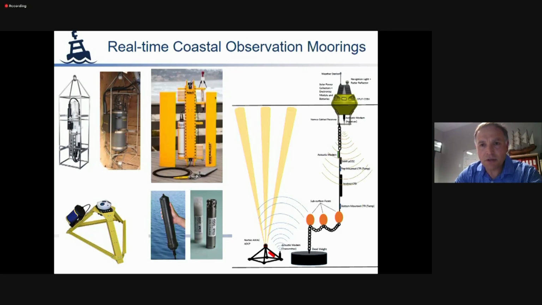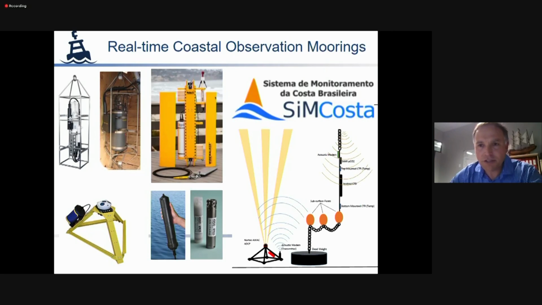Now, our colleagues in Brazil from SiMCosta are quite a few years ahead of us on this concept, but I have discussed this with some colleagues over there to learn from the lessons and the experience they have in the deployment of their shallow coastal observation network. One thing our moorings do not have as yet is flux, but we will look to collaborate with colleagues to do that as well.